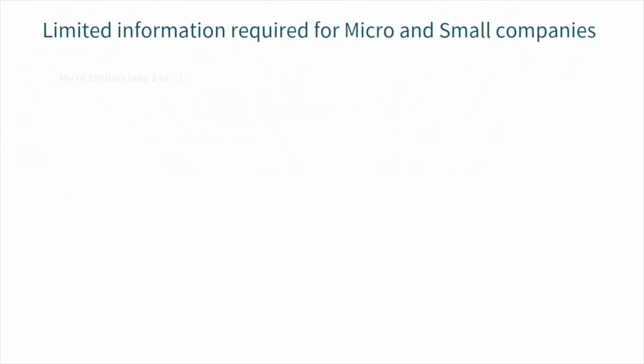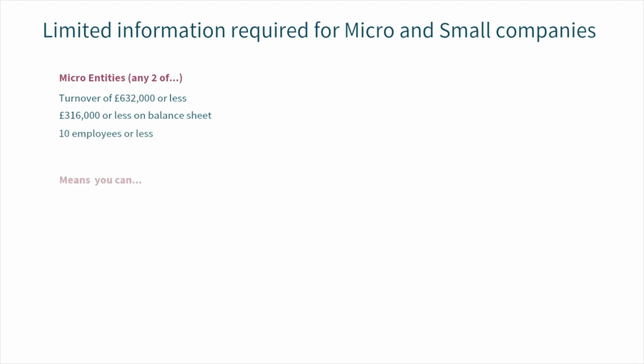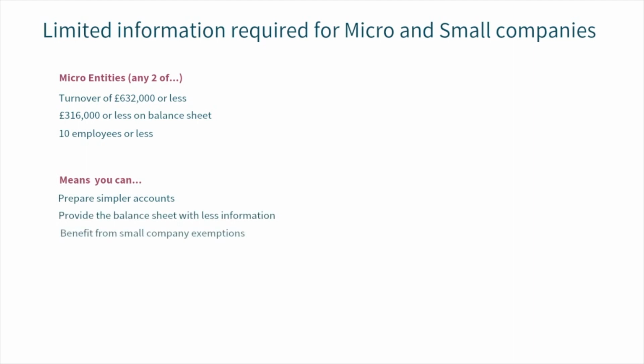Micro entities are very small companies. Currently, your company will be a micro entity if it has any two of the following: a turnover of £632,000 or less, £316,000 or less value on its balance sheet, and 10 employees or less. If your company is a micro entity, you can prepare simpler accounts that meet statutory minimum requirements, send only your balance sheet with less information to Companies House, and benefit from the same exemptions available to small companies.